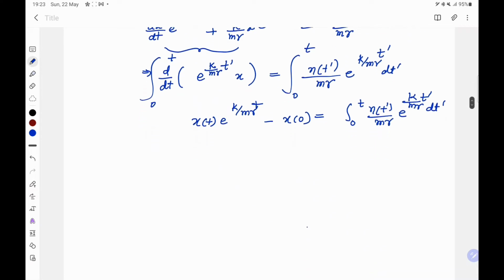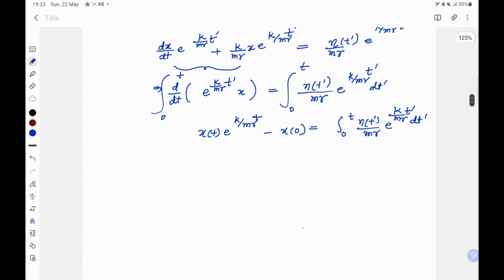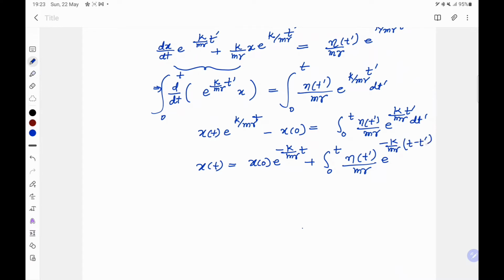So this section is a detailed tutorial, or detailed problem solving session. So I will solve each and every step for your clarification. So x t will be x0 e to the power minus kappa over m gamma t plus integral 0 to t of eta t prime over m gamma, we can push this inside, e to the power minus kappa over m gamma t minus t prime dt prime. So this is the expression for x t.